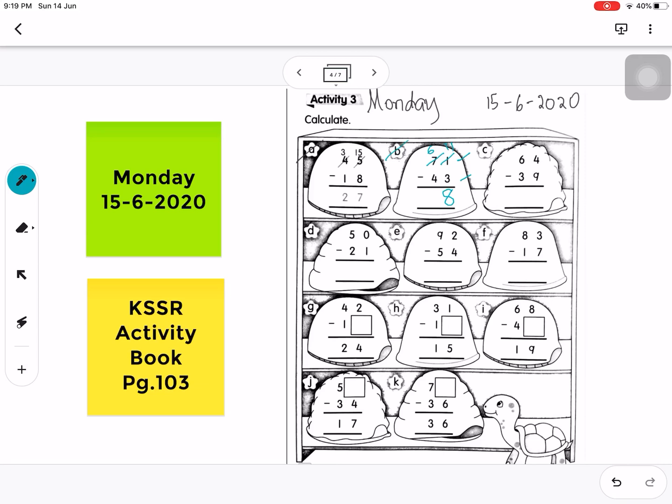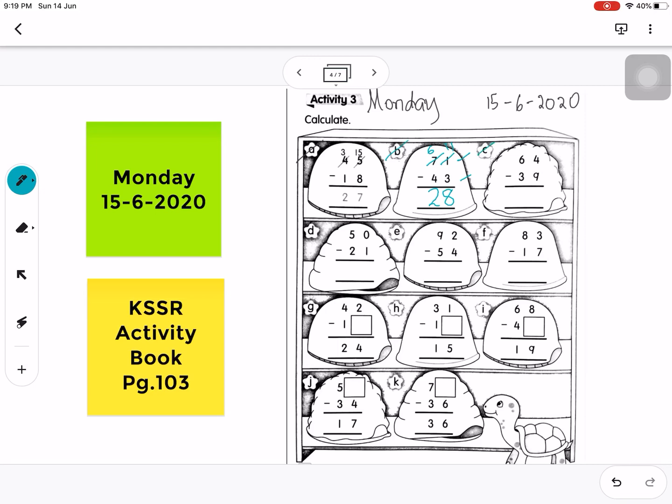Okay, and then 6 minus 4. So 6 minus 4, wait, sorry. 6 take away 4. 6 count back 4 steps. 6, 5, 4, 3, 2. The answer is 2. So 71 minus 43 is equal to 28. So I'll discuss one more with you.